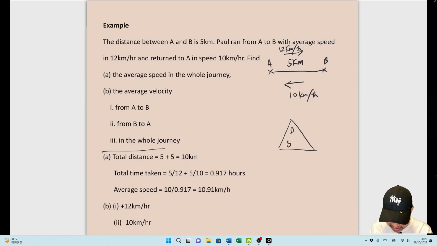Okay, this time we need to find time, so distance over speed. So 5 km over 12. 12 is the speed for the first leg, and then when Paul went back from B to A, it is 5 km over the speed, which changed to 10. So I use the calculator to find the total time taken is 0.917 hours. Okay, so average speed is 10 over 0.917. So we have this average speed.